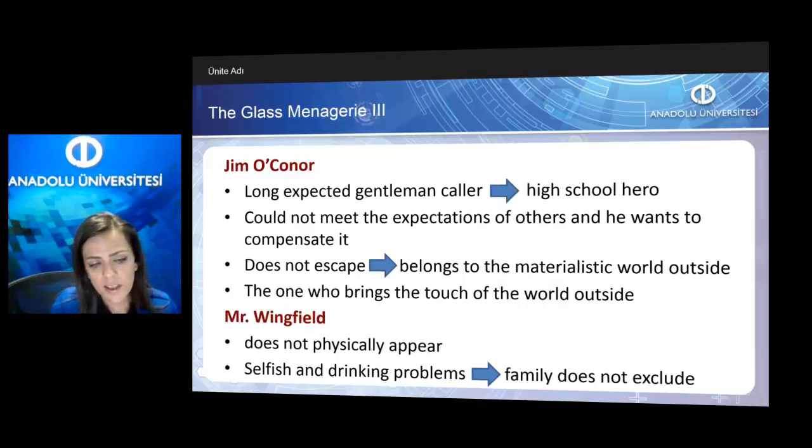Mr. Wingfield is the father of the family. He doesn't physically appear in the play. He is so selfish and has drinking problems. But his family doesn't exclude him. He still has a picture hanging on the wall, so they are still waiting for him to return.